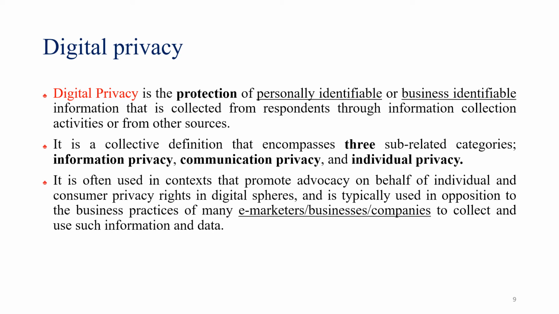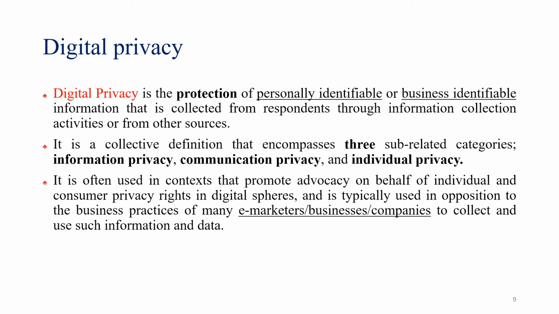Okay, the other point is about digital privacy. Digital privacy. What does it mean? Let you think it over. Digital privacy is the protection of personally identifiable, or it might be business identifiable, information that is collected from respondents through information collection activities or from other sources. So digital privacy is what? Protecting some personal or organizational identifiable information.